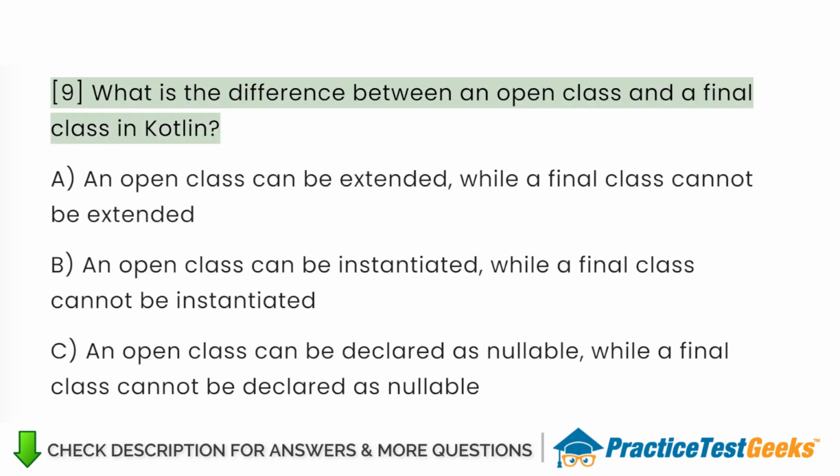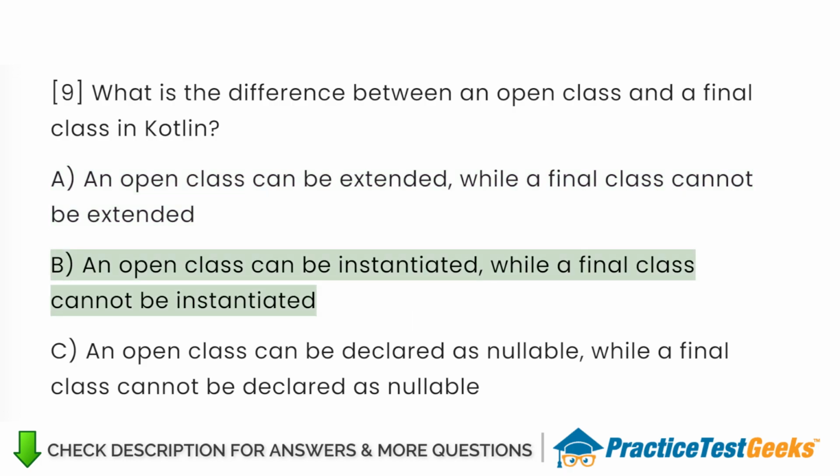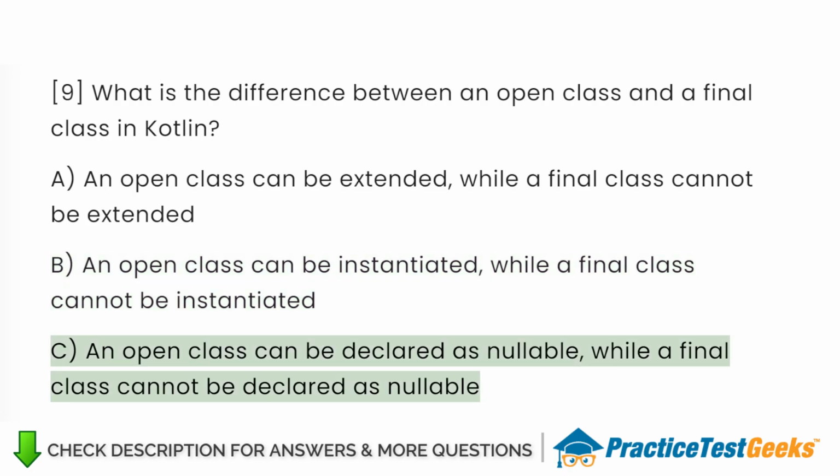What is the difference between an open class and a final class in Kotlin? A. An open class can be extended, while a final class cannot be extended. B. An open class can be instantiated, while a final class cannot be instantiated. C. An open class can be declared as nullable, while a final class cannot be declared as nullable.